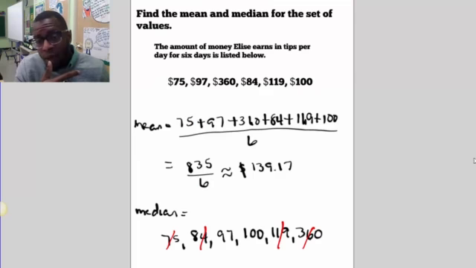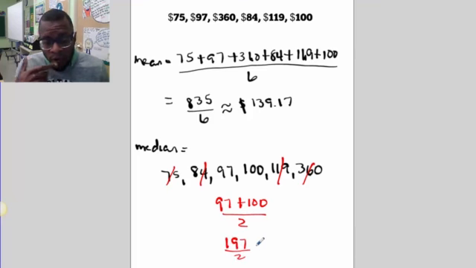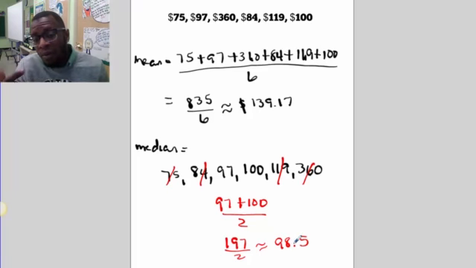Okay? And so here, whenever you have a situation where you have two numbers that are left over when you're finding your median, what you're going to do is you're going to take the mean or the average of these two numbers. So we want to take the average of 97 and 100. Okay, and so that's 197 over 2, which gives us roughly 98.5. Okay, and so what this tells us is that she makes roughly $98.50 daily as her tips.